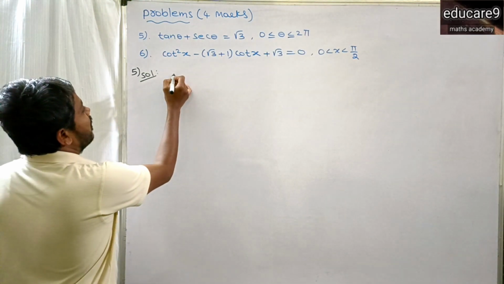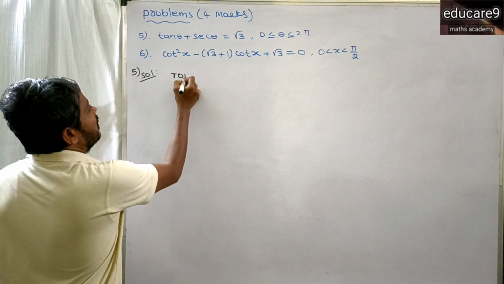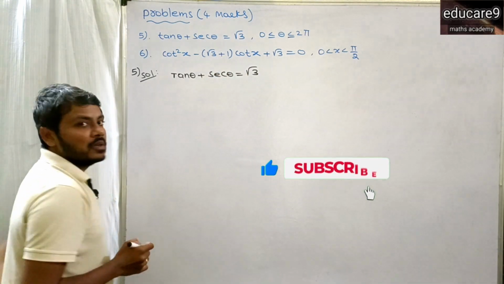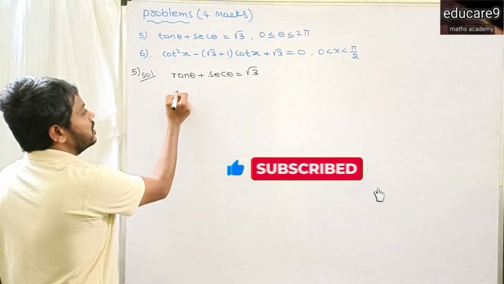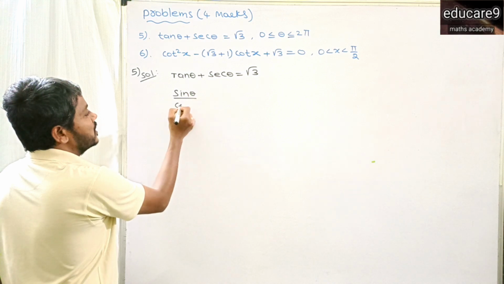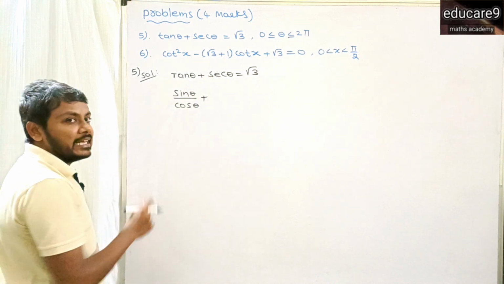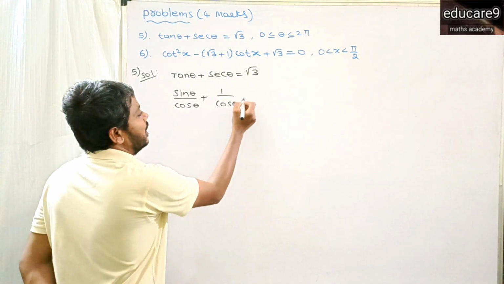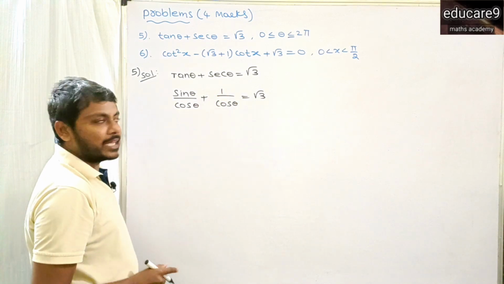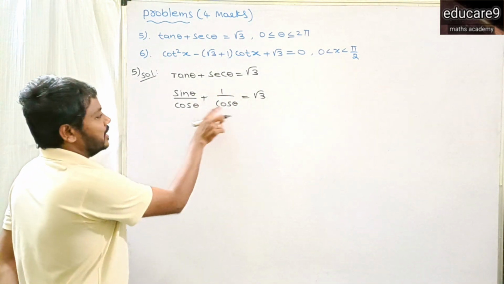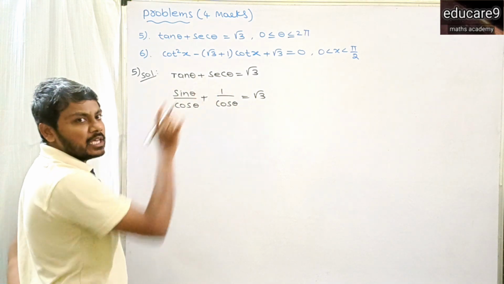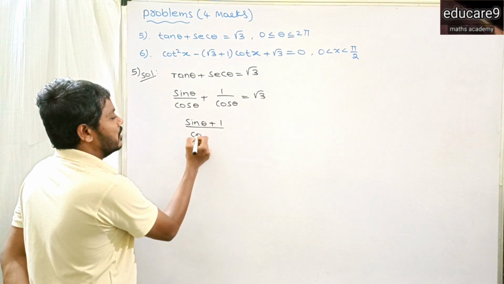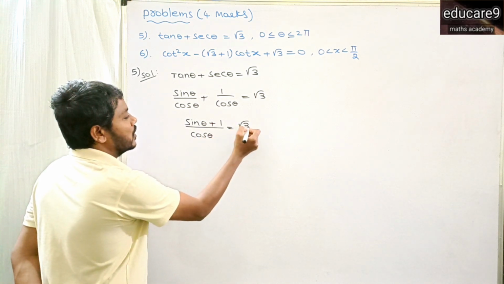Now the given trigonometric equation is tan theta plus secant theta equals root 3. We know that tan theta can be written as sin theta by cos theta, and secant theta is the reciprocal of cos, so we can write 1 by cos theta, equals root 3. So we can take LCM on the LHS. Clearly both denominators are the same, so we add the numerators. That is sin theta plus 1 divided by cos theta, equals root 3.